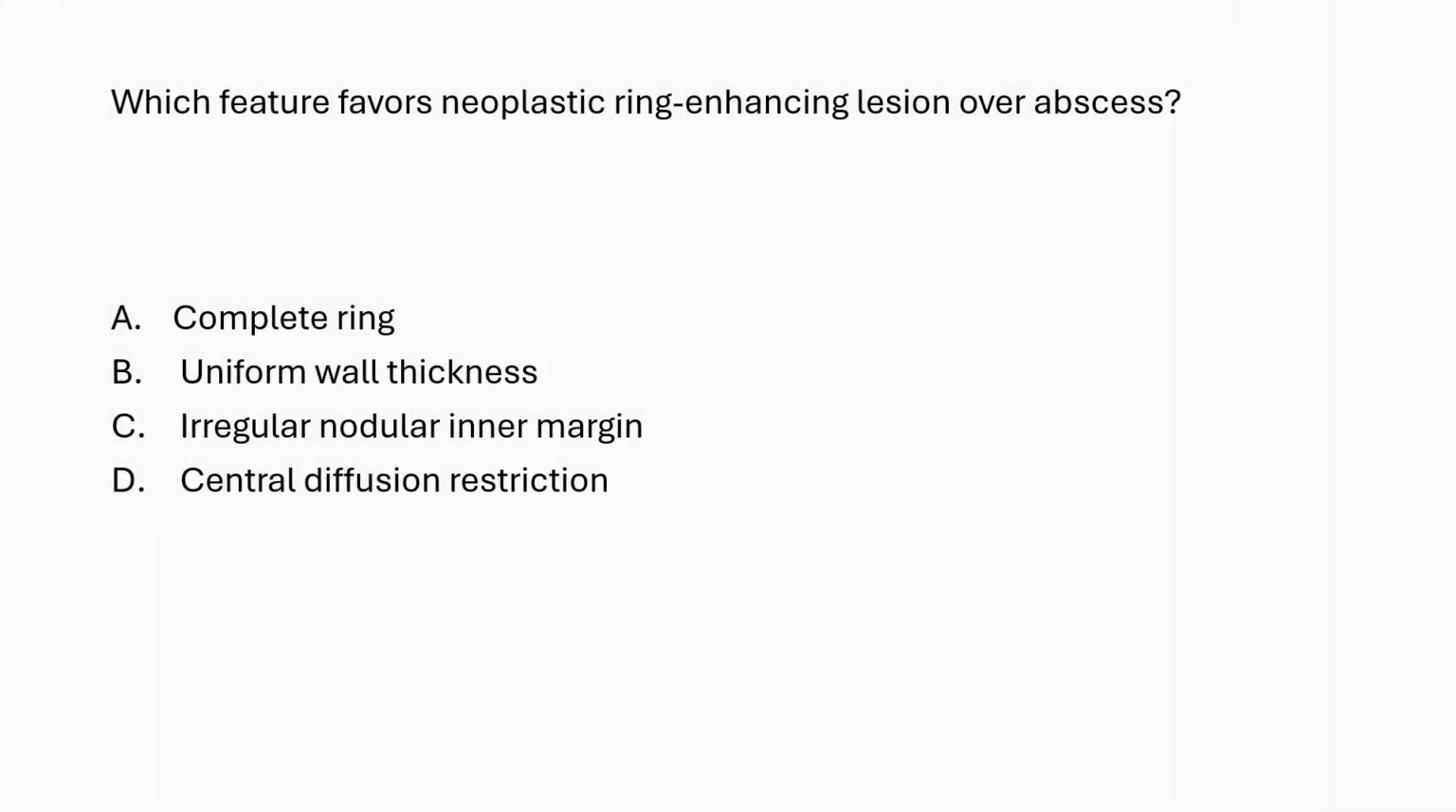Which feature favors neoplastic ring enhancement lesion over abscess? So this is asking about the characteristic of neoplastic ring enhancement. Let's see the options: complete ring enhancement, uniform wall thickness, irregular nodular inner margin, and central diffusion restriction. Central diffusion restriction is seen in the abscess, uniform wall thickness and complete ring are also features of abscess. So only one option is left, that is C, irregular nodular inner margin. This is the correct answer.